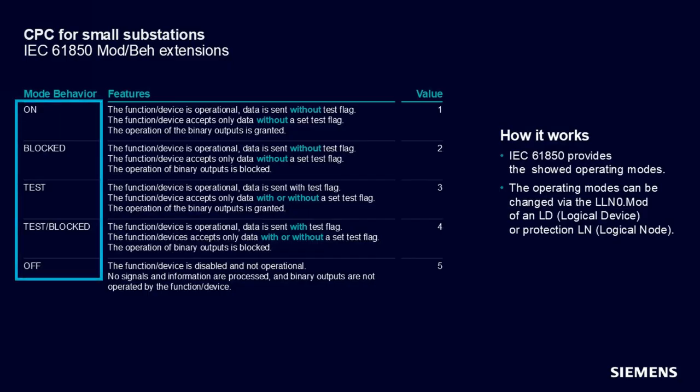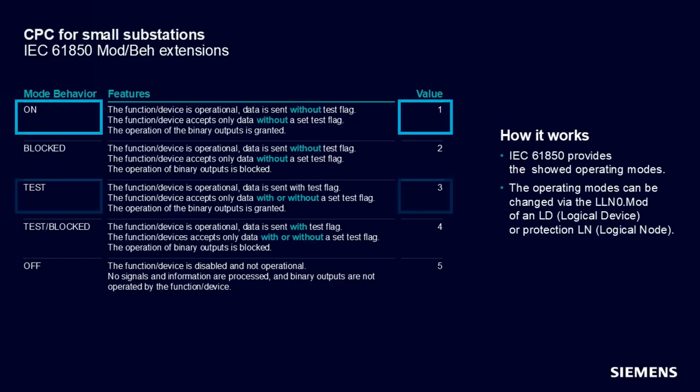Another aspect to consider during simulations is the types of mode behavior provided by the IEC 61850 standard, which include on, blocked, test blocked, and off modes, along with their corresponding values. For example, the on mode corresponds to the value 1, and the test mode corresponds to the value 3, among others. Now, let's verify different scenarios using SIPROTEC Digital Twin.